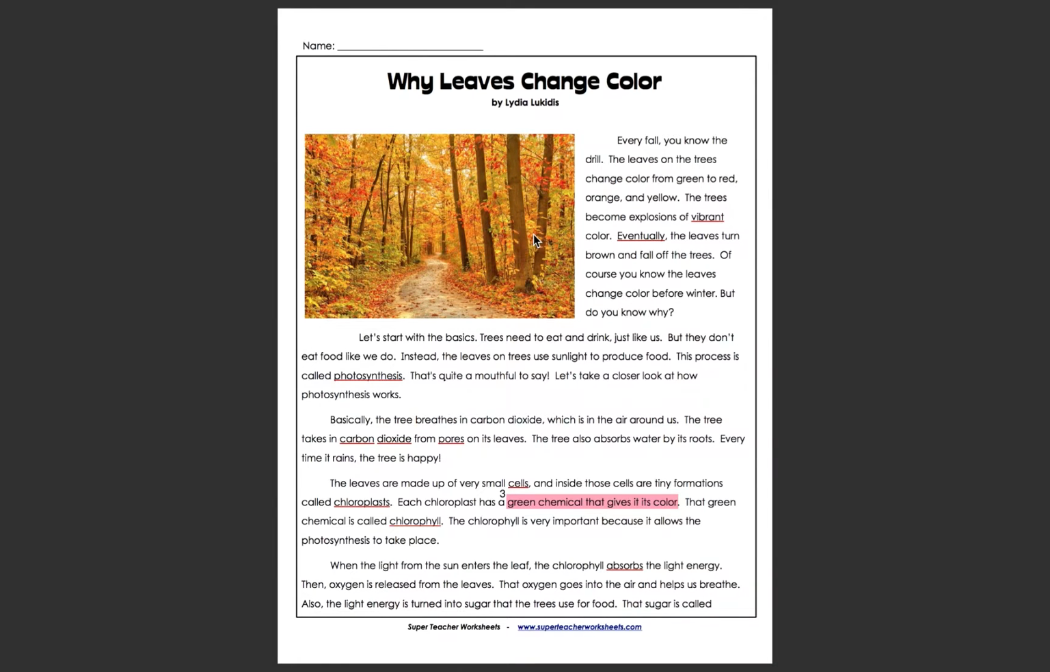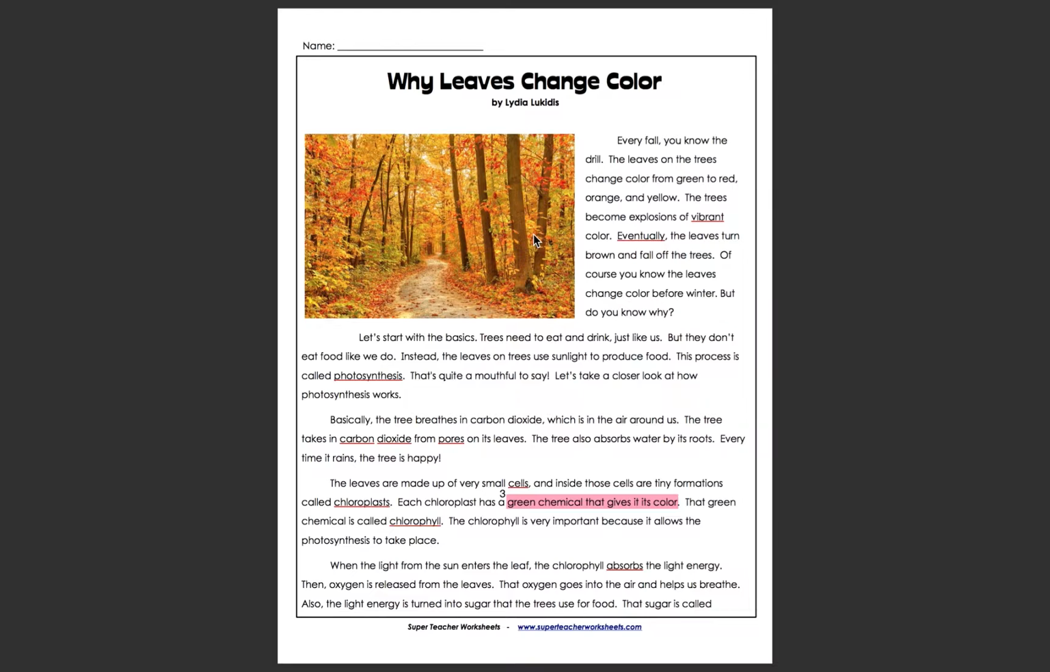Next is photosynthesis. Photosynthesis is a process by which green plants use sunlight to obtain food from carbon dioxide and water. Next is pores. Pores are small openings in a surface. Next is cells. Cells are the smallest basic units of living organisms.